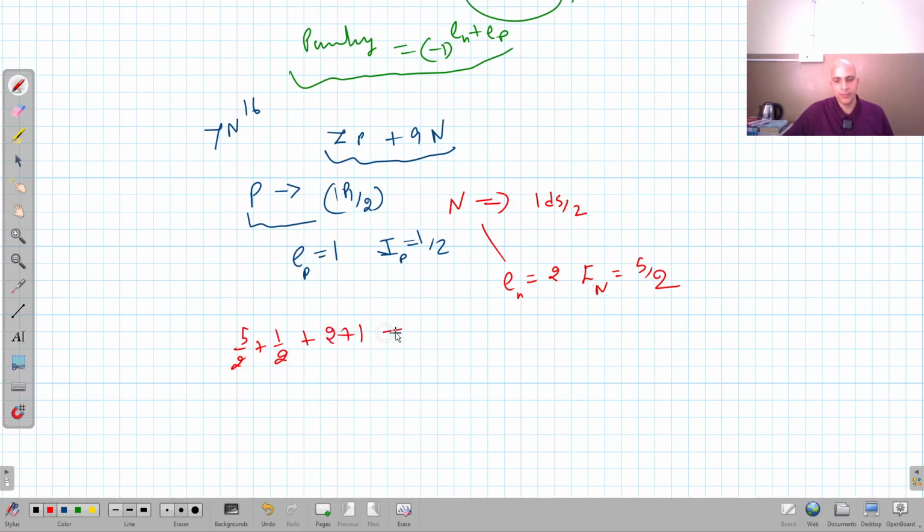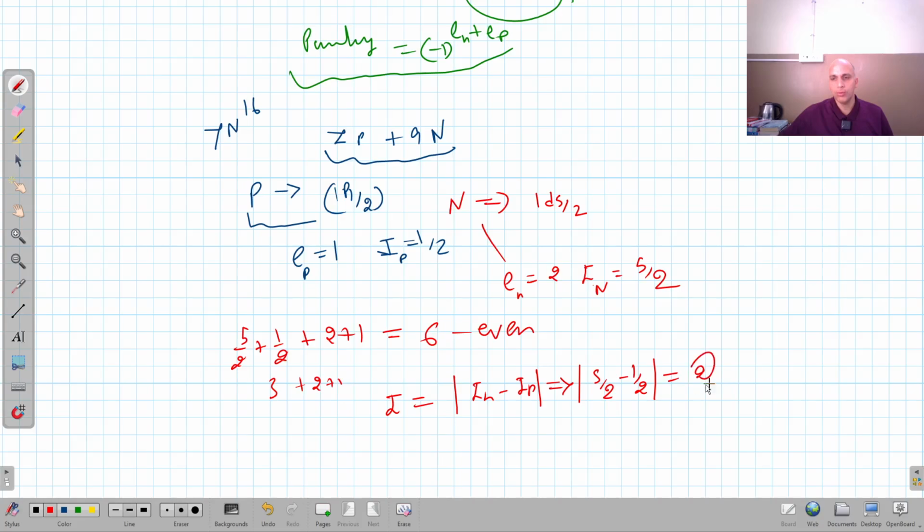So what I will get? I will get 6, right? 3 plus 2 plus 1. 6 is what? It is even. So in this case, I now it is equal to modulus of I neutron minus I proton, right? Modulus. So that will give you 5 by 2 minus 1 by 2, right?